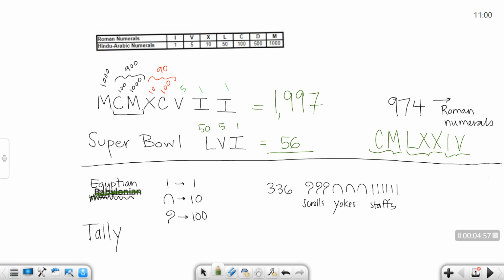Unfortunately, the syllabus says, hey, show them all of these other numeration systems. So I just wanted to show these to you, but they're not ones that I will ever ask you on a test or a quiz or a final or homework.